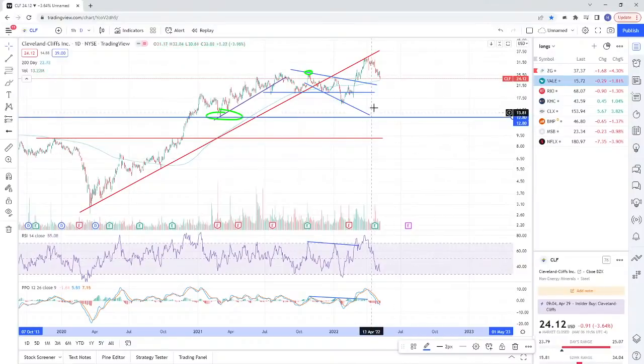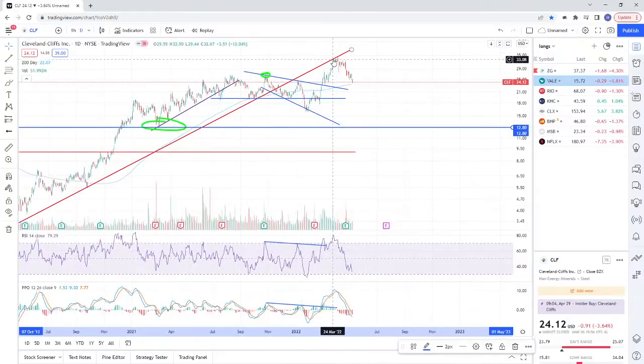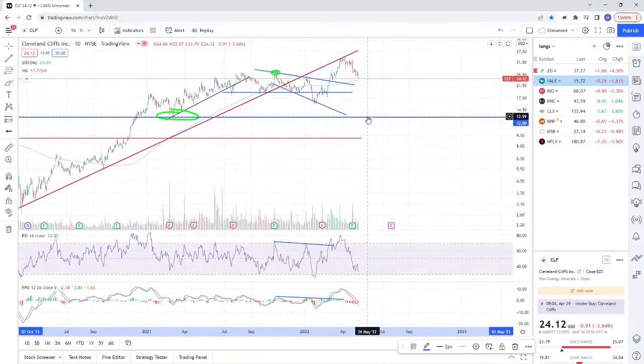I'm not really that interested in it. The chart's not great, but it looks like it did a back test at resistance. Didn't really have negative divergence on the daily at least. Coming down, hitting, I don't know. Could head down there. I don't have a strong opinion on it.